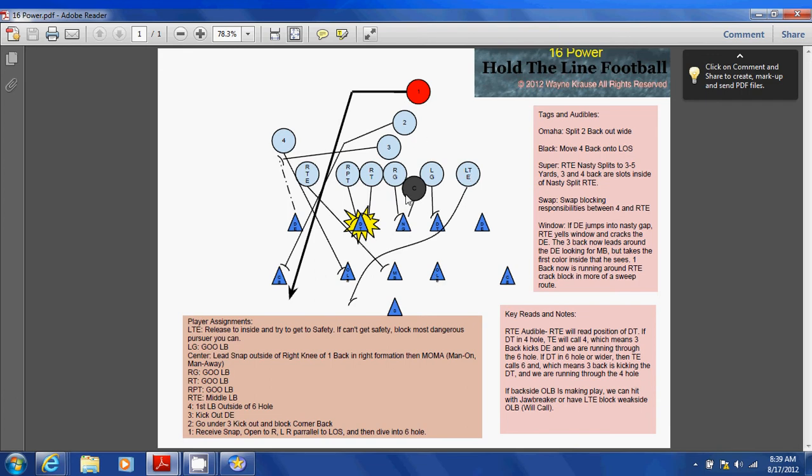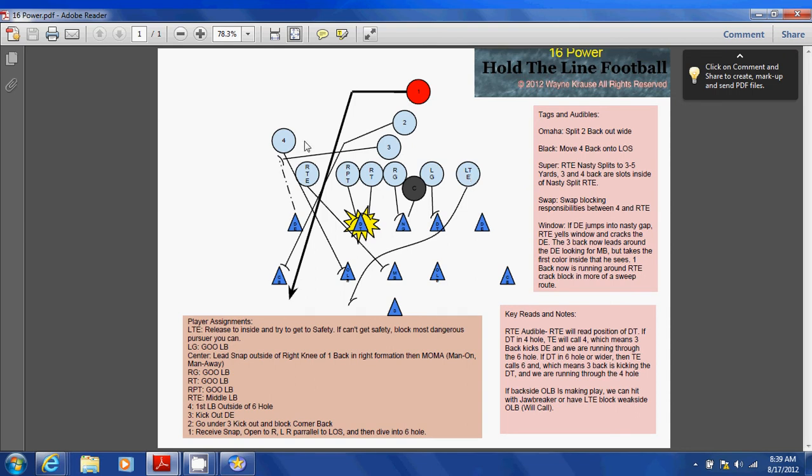Center has a very simple blocking rule. His blocking rules are basically play side to backside. We call that mama, which means man on to man away. And he checks in this order. In this case, the play side gap for the center, there's a nose guard there, so the center will take him. And that's who he is blocking.